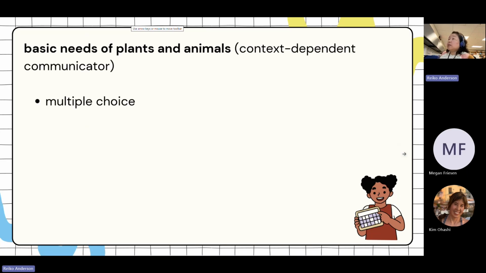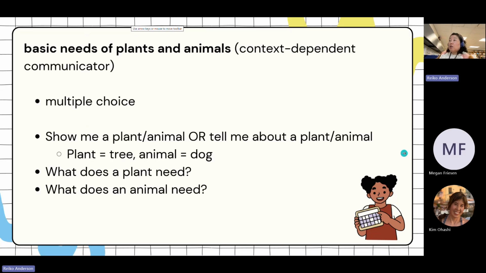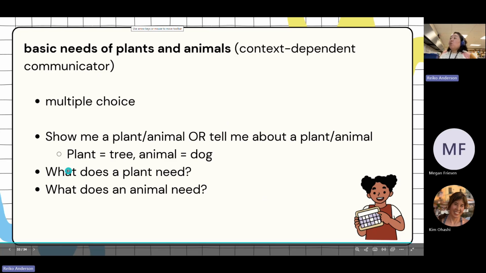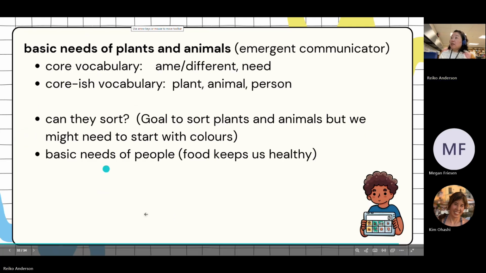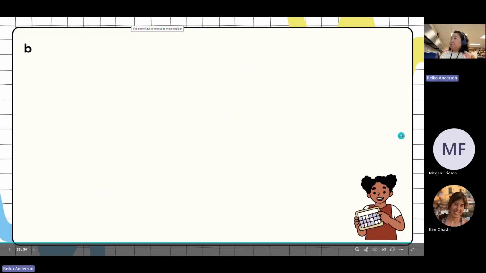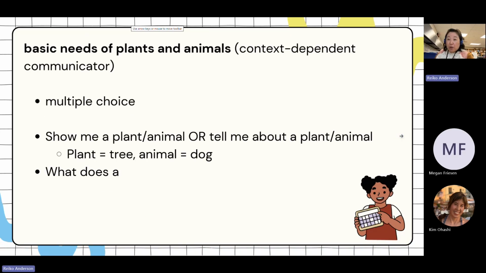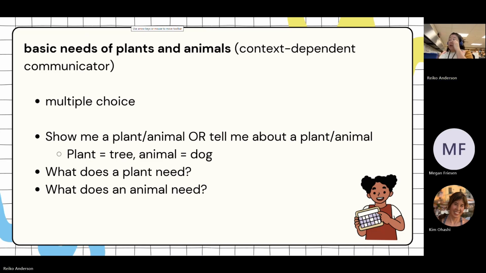And then for the context dependent communicator, I would say go with multiple choice, right? Show me a plant. And then you can talk about what does a plant need? What does an animal need? I think that you might want to go back and do this sort of work with that student, basic needs of people, like what keeps us healthy, just to make sure that's there. But then very quickly go on to what do plants need and what do animals need. And again, you're reinforcing the language throughout the day.